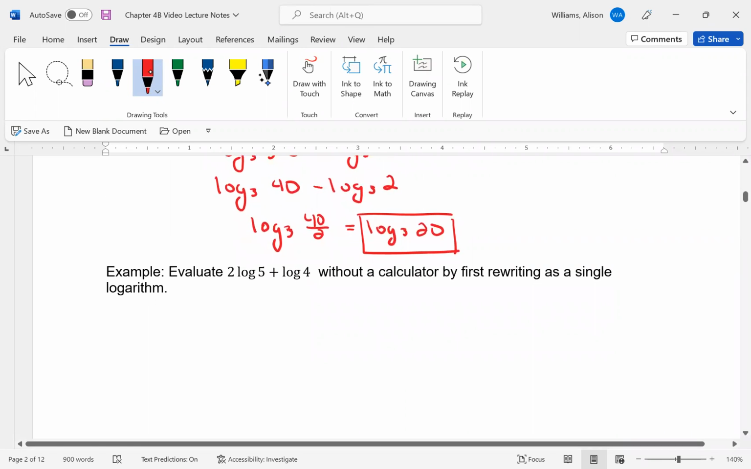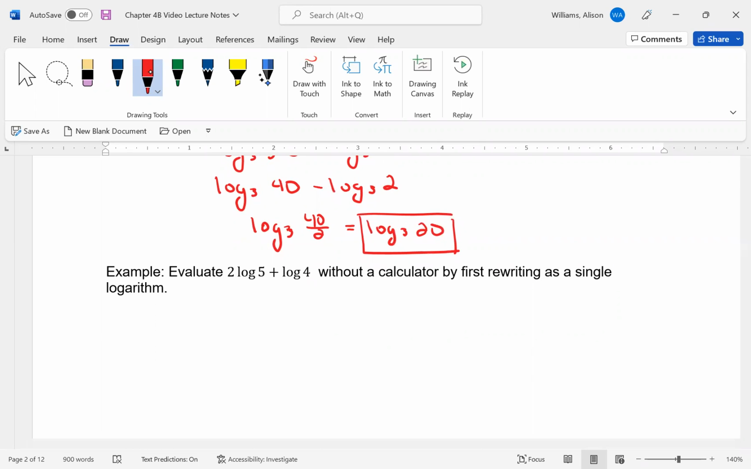Okay, evaluate this without a calculator by first rewriting as a single logarithm. So again, they want us to kind of play this logarithm game using the exponents, using the addition rule, and we're going to use the exponent rule. And the reason we're going to do that is I see that we have a 2 out in the front. So we can bring that 2 up as an exponent for this first log. By the way, this is log base 10. I see that it's log base 10. So keeping that in mind as we do this. So 5 squared is 25.